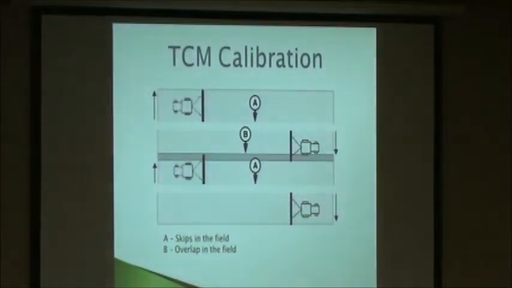Basically, we need to calibrate every time we move the receiver to a different machine. If we don't calibrate, what can happen is, if we're running on a side hill and we don't have that terrain compensation calibrated, we can get overlap going one way and show gaps on our coverage going the other way. So it's very important that we do that every time we switch machines.